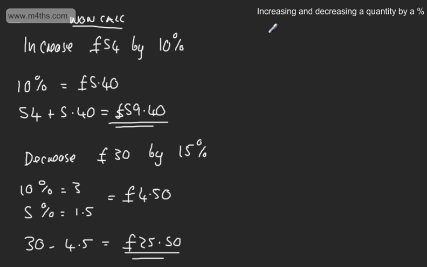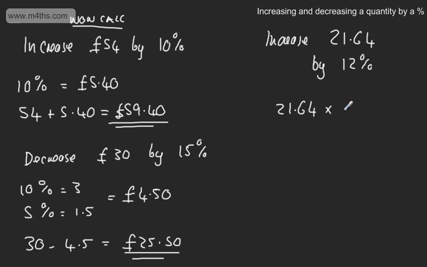Let's say we were asked to increase 21.64 by 12%. I don't want to be fiddling around doing this, so all I need to do is use my table of values.